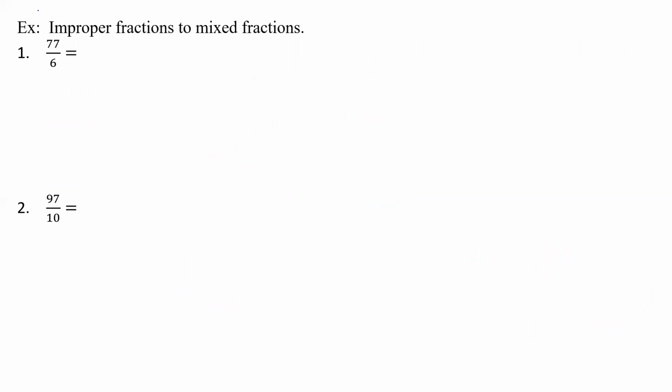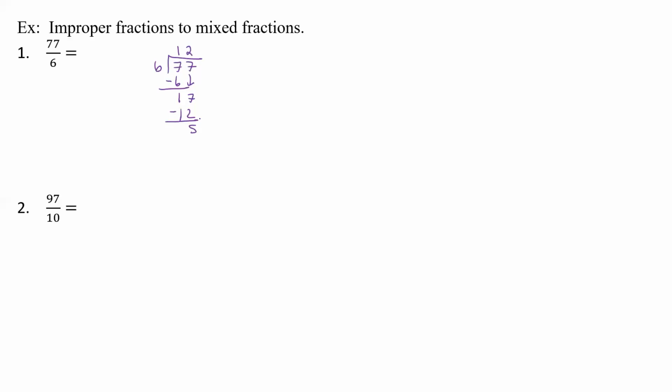So again, the top part goes under the divide sign, so 77. The denominator goes out in front, and now we just divide. So 6 goes into 7 one time, that's 6. Subtract, 7 minus 6 is 1. Now we bring down a 7. Now 6 times 3 is 18, so that's a bit too big, so we'll do 6 times 2, that's 12.